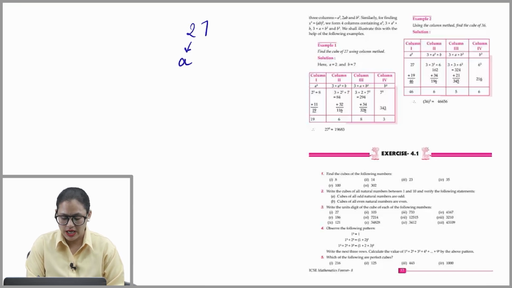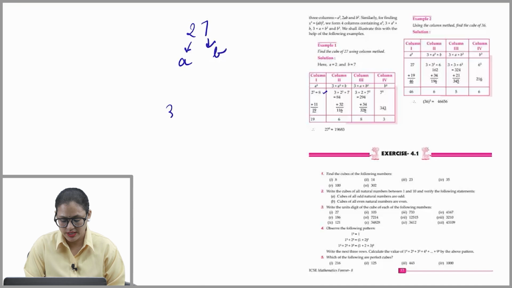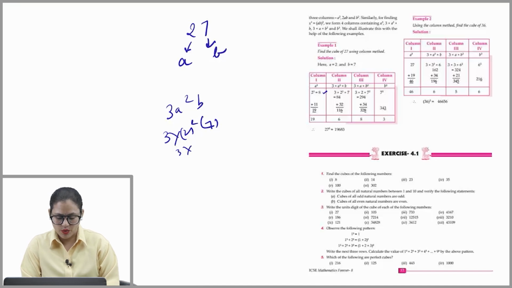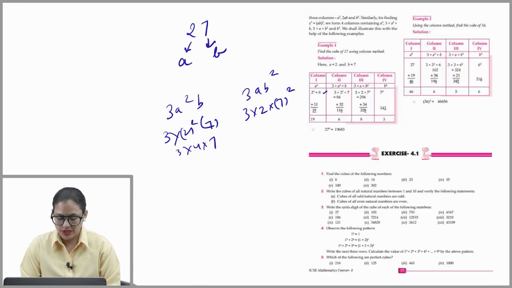So 2 is what? A, and B is what? 7. Okay. So column 1 is a cube, meaning 2 cube, that is 8, right? Column 2 is 3a square b. Okay, 3a square b means 3 into 2 square into 7, that is 3 into 4 into 7, which is 84. Now the third column is 3ab square, that is 3 into 2 into 7 square, which is equal to 294, and the fourth is b cube, that is 7 cube, and 343 is the cube of 7.